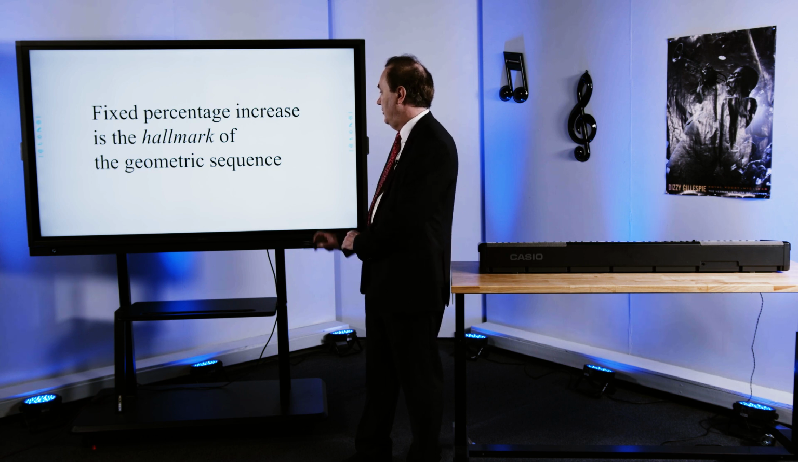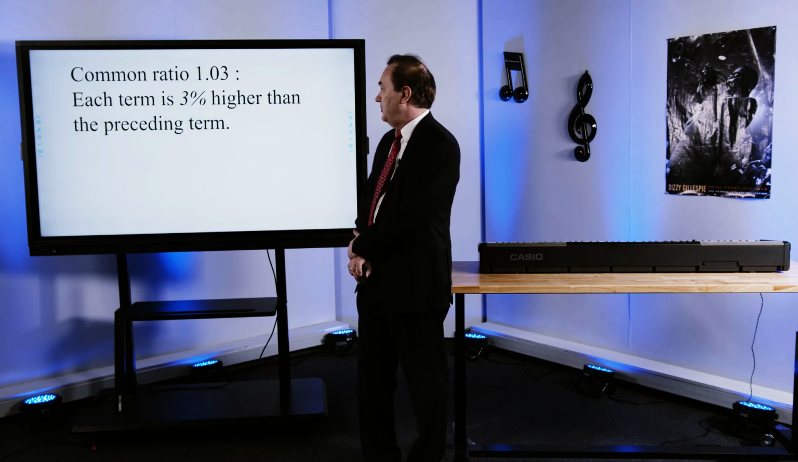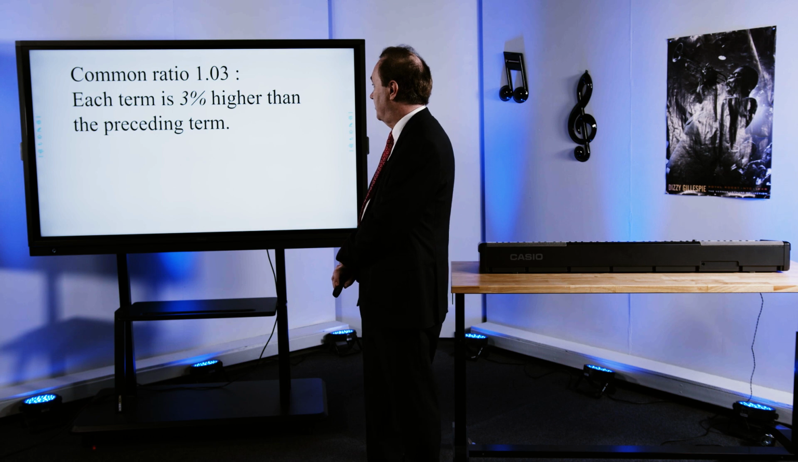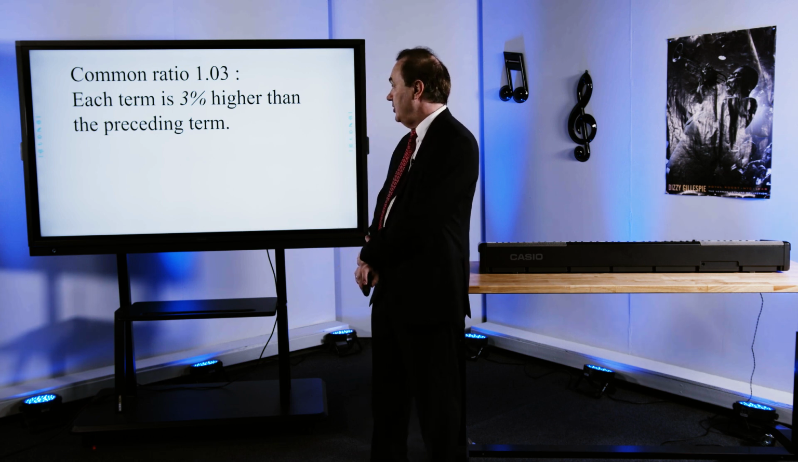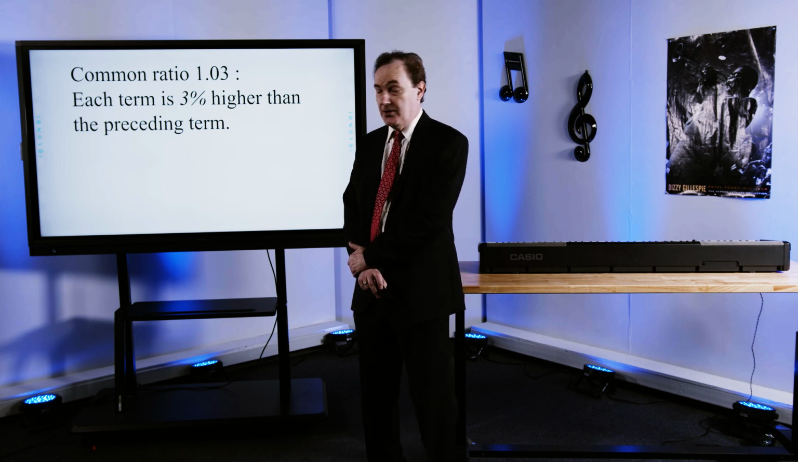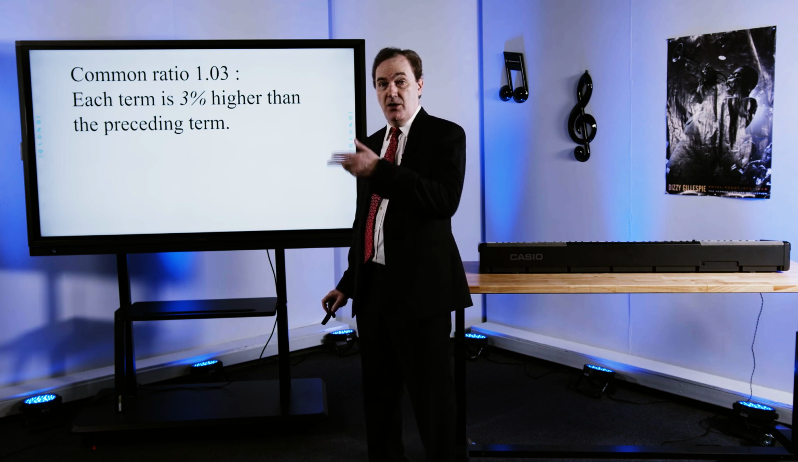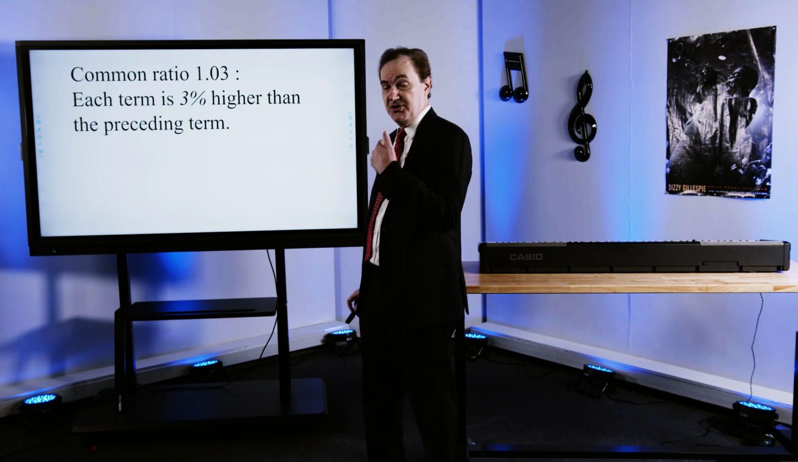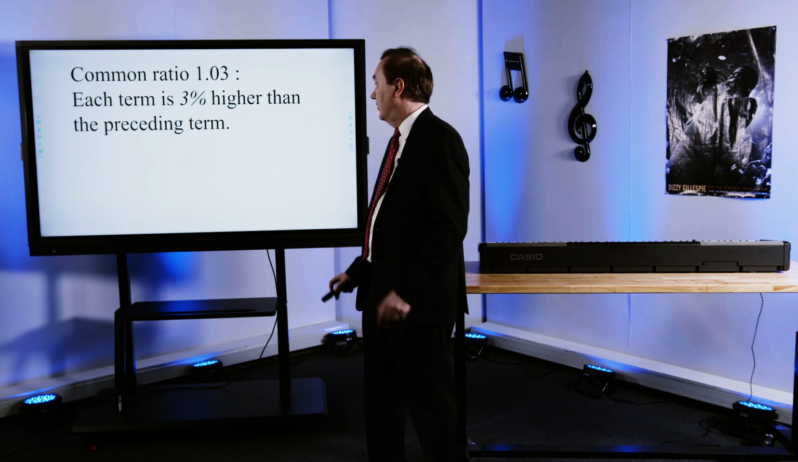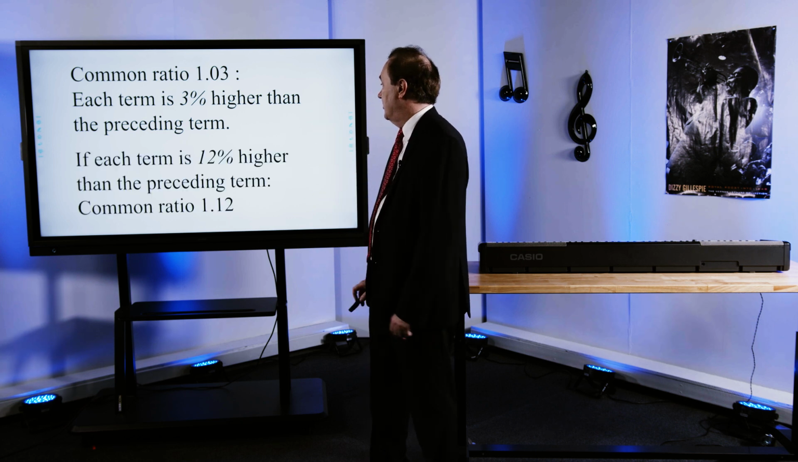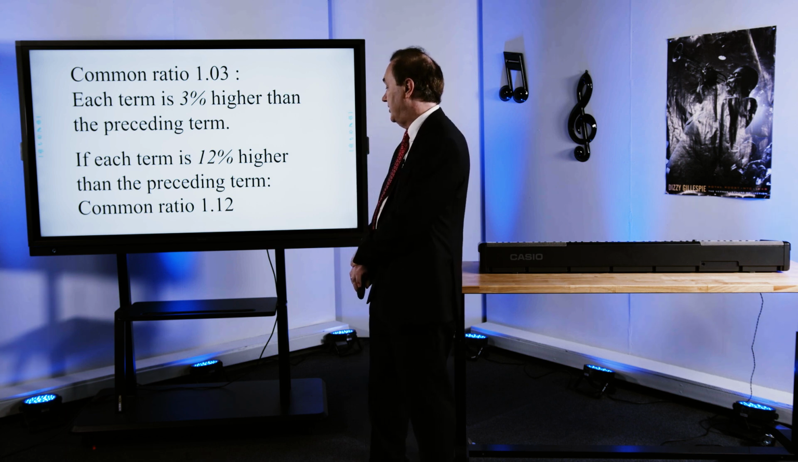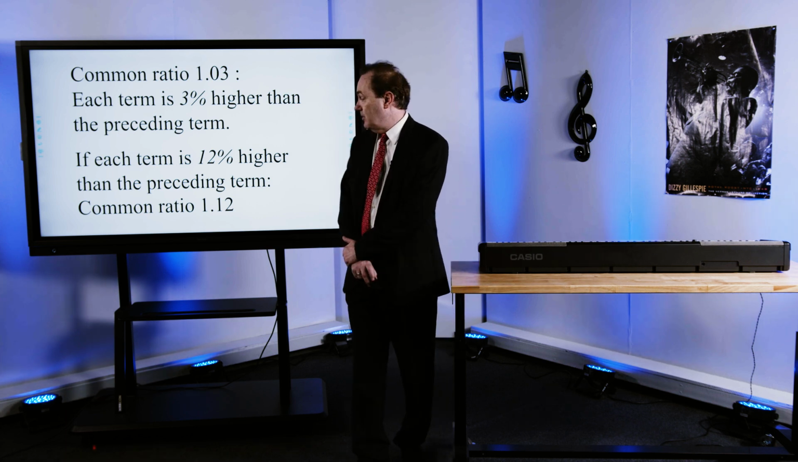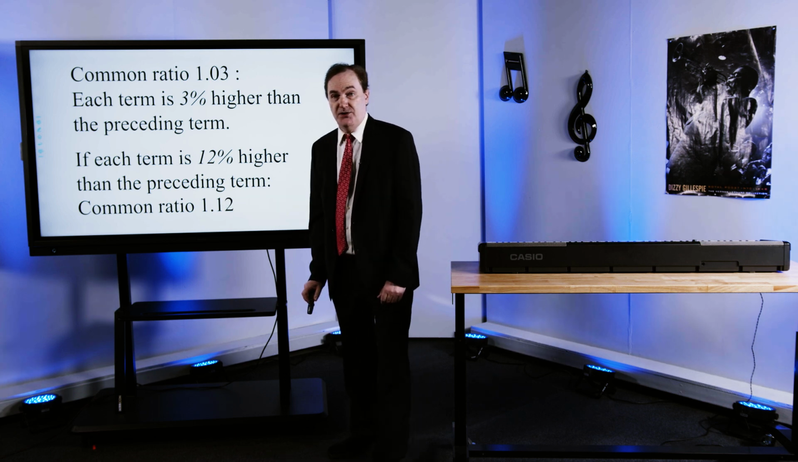So let's just review for a second. Suppose we have a geometric sequence where the common ratio is 1.03. That means that each term is 3% higher than the preceding term. Now we can go the other way around. If you tell me the percentage increase, I can then infer the common ratio. So for example, if you tell me that you want each term to be 12% higher than the preceding term, that dictates that the common ratio must be 1.12.